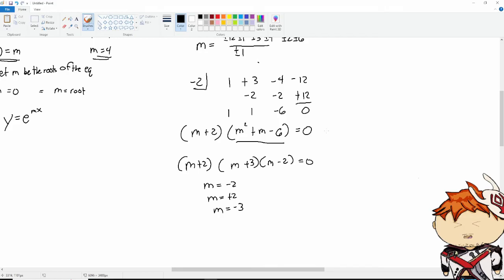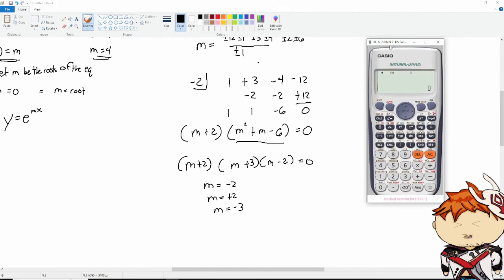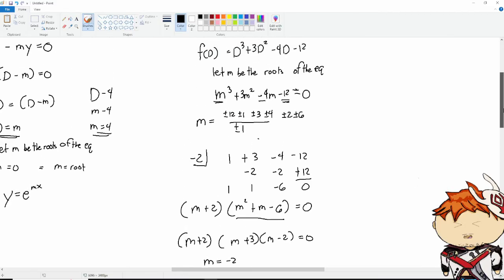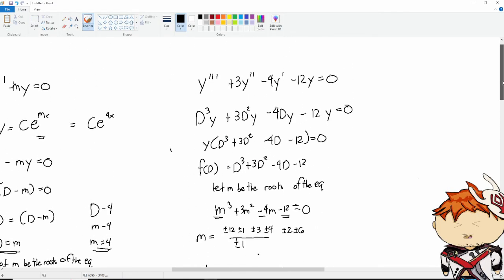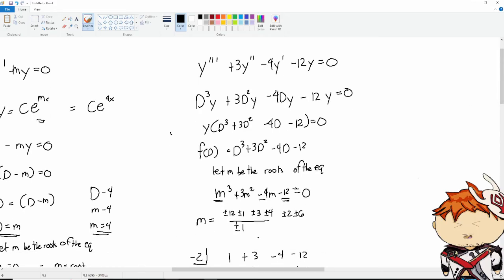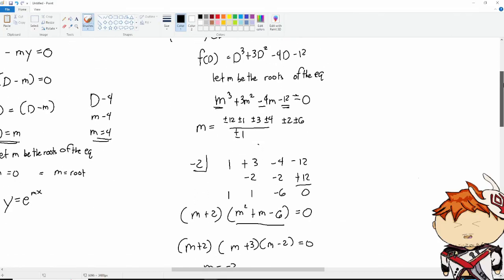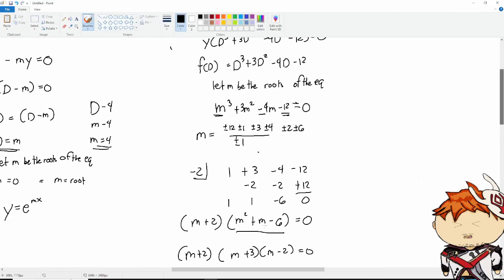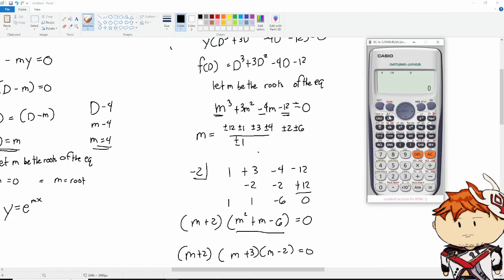Now, there's a lot easier way to get our roots. For example, if we have a calculator, we can do shift solve. But if you are a student and you need a solution, sometimes in mathematics calculators are not allowed, because it's sassy. You know, you don't know.